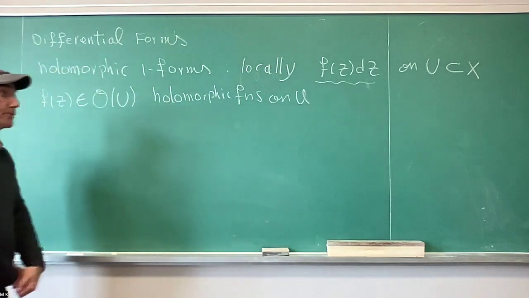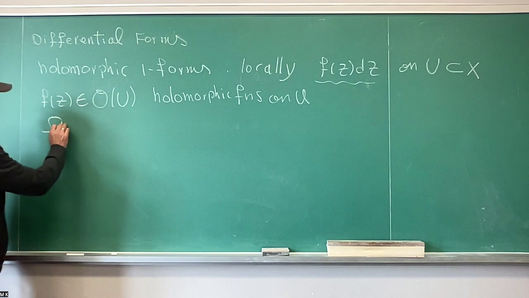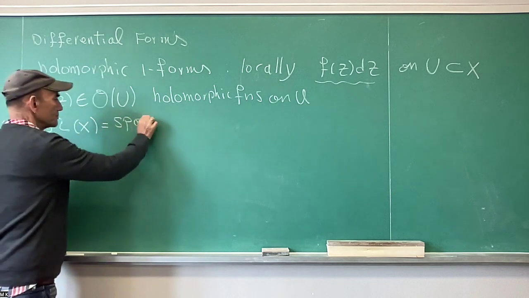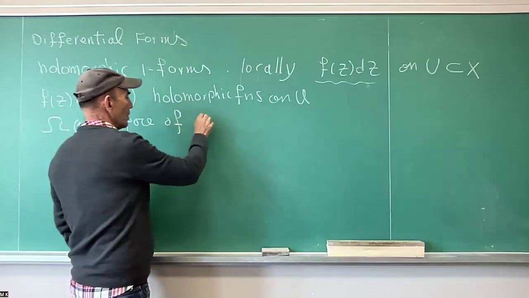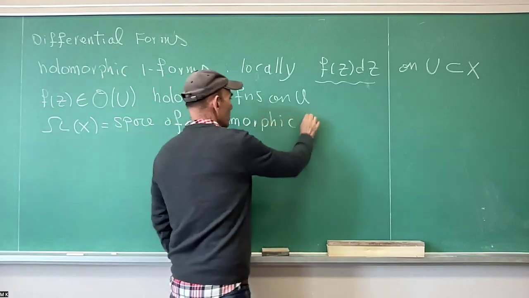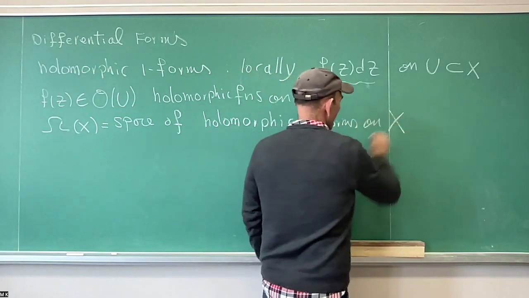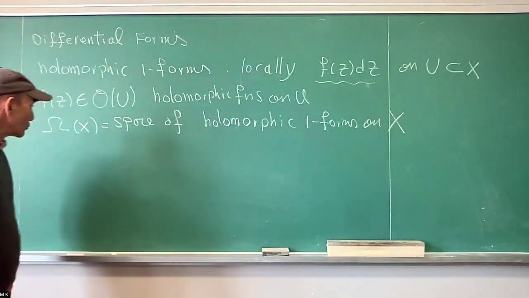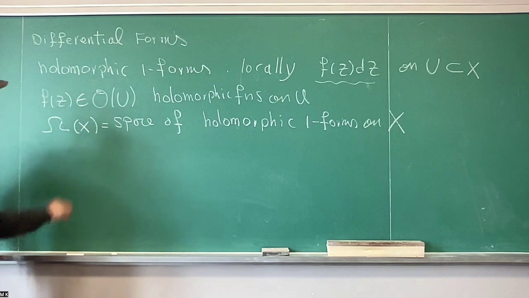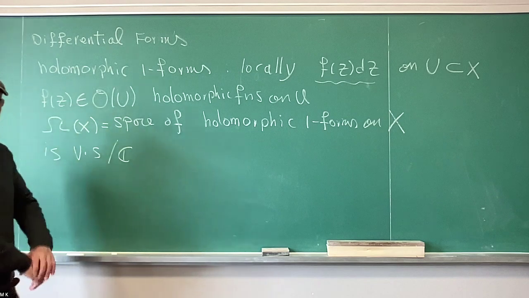so we had a notation for this. As I told you, this is kind of unfortunate notation. So omega of X is the space of holomorphic one forms on the Riemann surface X. Obviously this space omega of X is a vector space over C, a complex vector space.